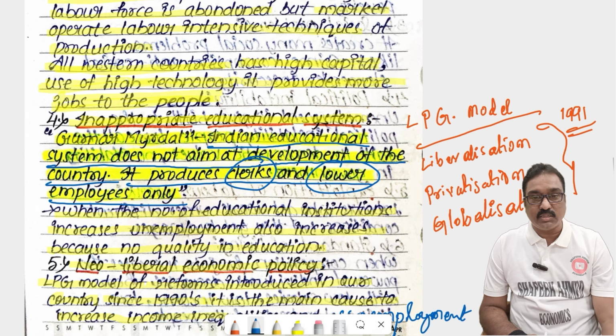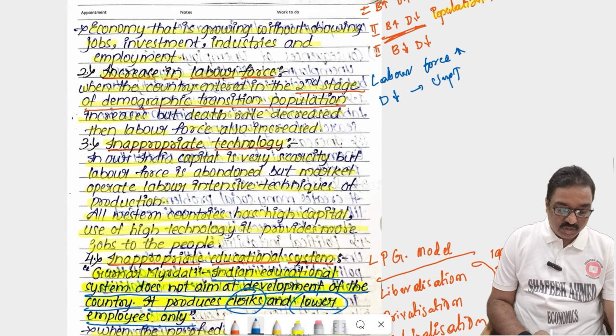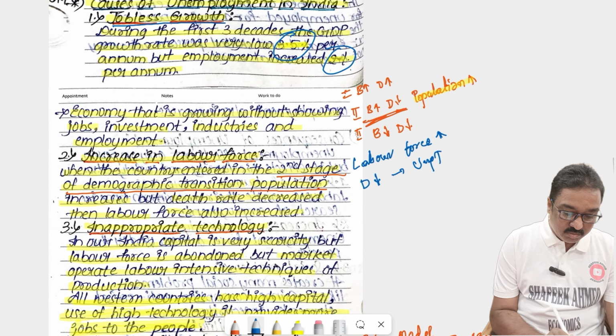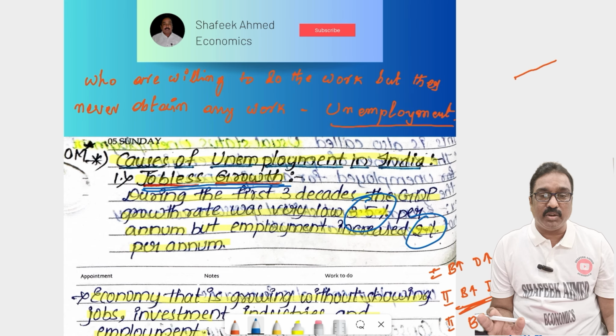There are five causes of unemployment in our India. The first is jobless growth. Second, increase in labor force. Third, inappropriate technology: there is no proper technology used by India. Fourth, the inappropriate educational system in our country. And the last, neoliberal economic policy, is also an important reason for increasing unemployment in our country. Okay, do you understand this? There are five causes of unemployment in our India. This is a long answer, very very important. Simply you can write that answer.